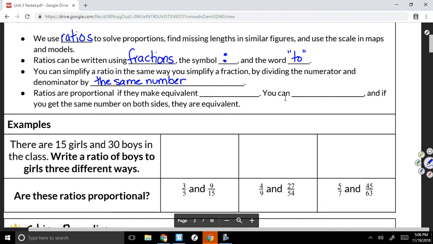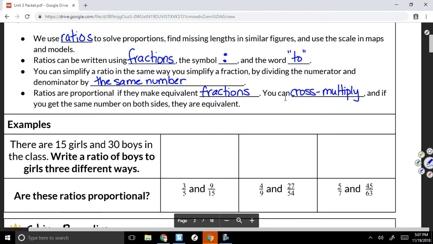Ratios are proportionate if they make equivalent fractions. You can cross multiply, and if you get the same number on both sides, they are equivalent. And we're going to see what that looks like in just a moment. So first, let's just see a couple of examples about how to write a ratio.